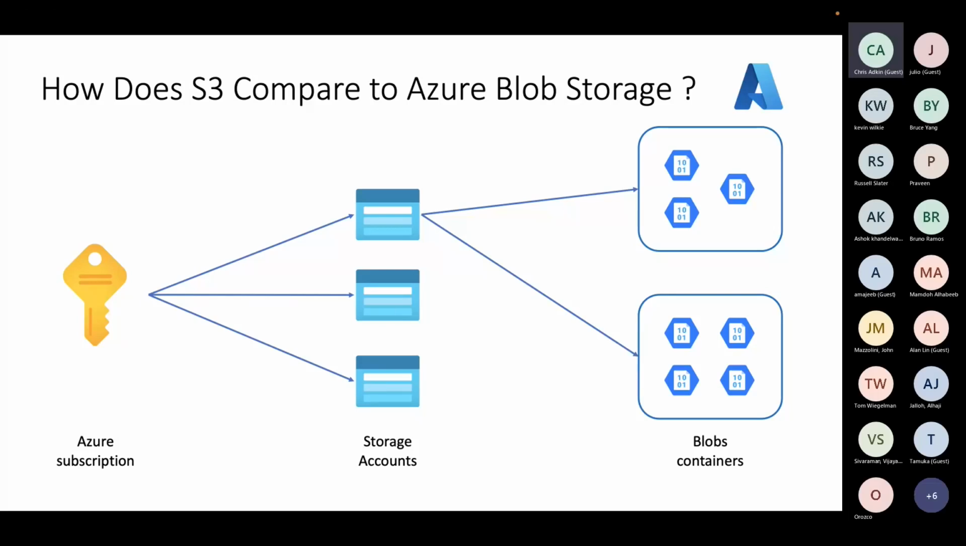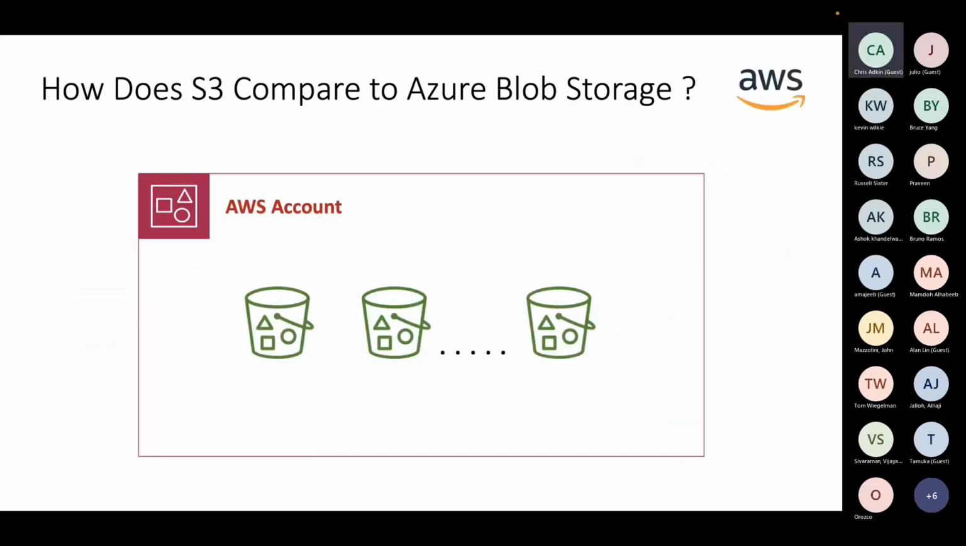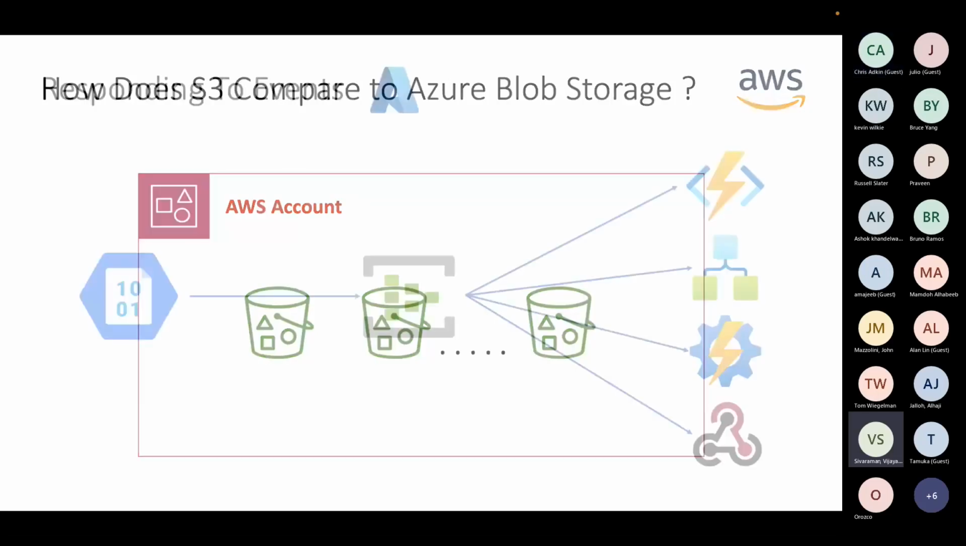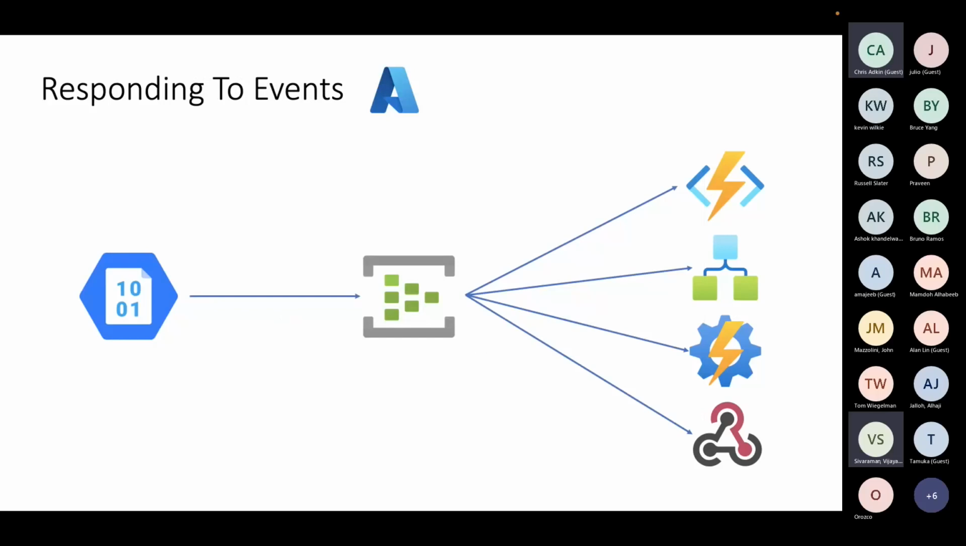Again, that could be S3 in the cloud, S3 on premises, or S3 on a software-defined platform like MinIO. Just to illustrate this, with AWS, to reiterate the point, you don't have any concept of storage accounts. Things are incredibly flat.